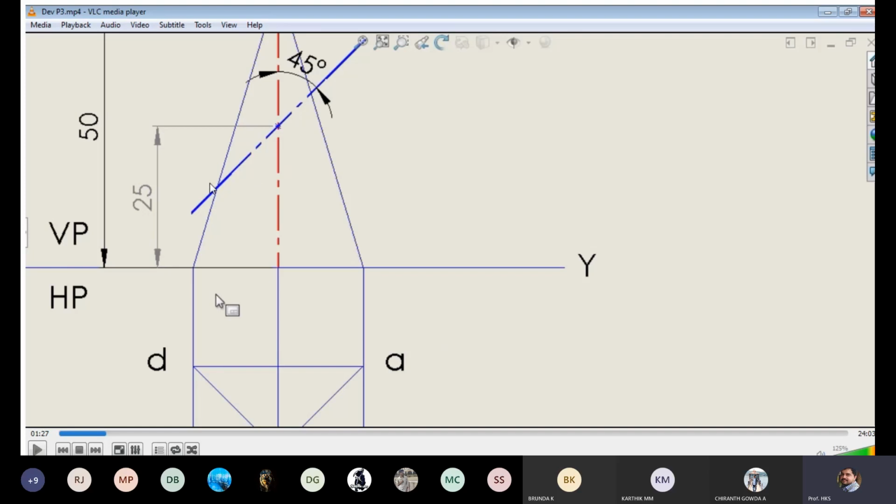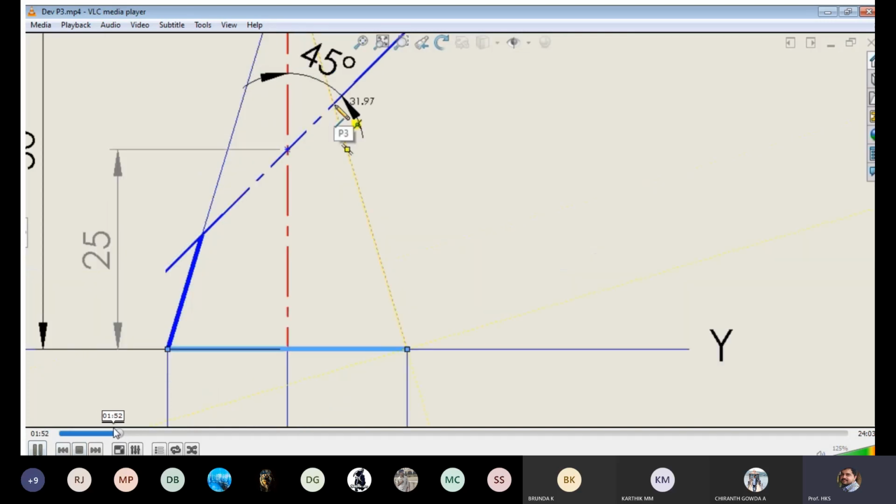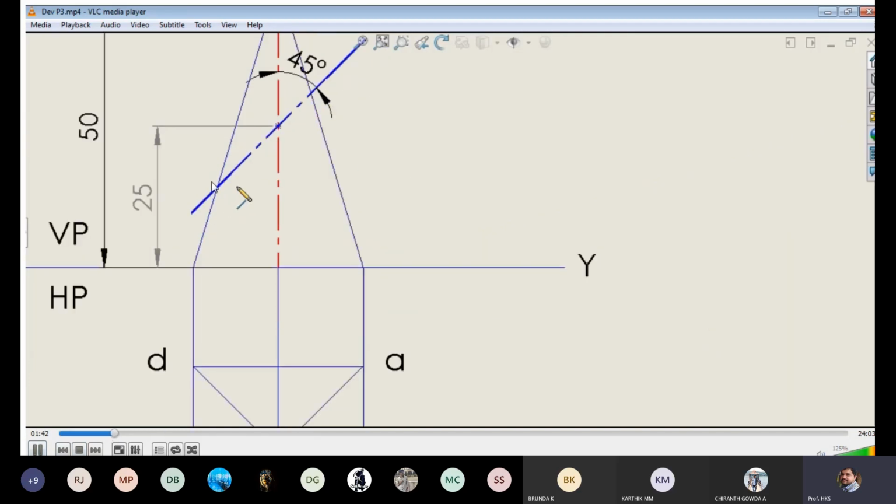Not in other cases. In other cases, these two angles may be different. So here you have to draw such that it will make an inclination of 45 degree with the horizontal plane. That means with this horizontal line, this angle must be 45. If this is 45, obviously here also we are going to get 45 degree. Then you are going to remove the top portion, so only the bottom portion will be retained, and you have to name these points.